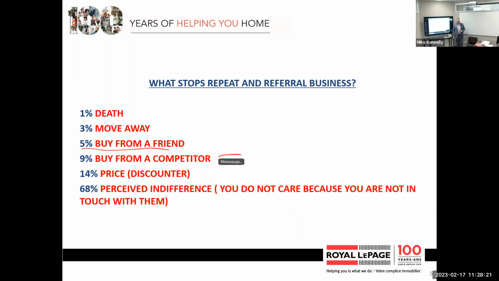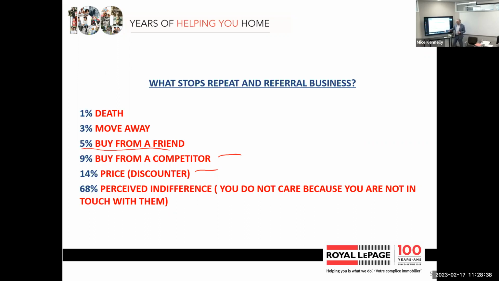9% buy from a competitor. Now, if they were a prior client of yours and they've gone and bought from a competitor, you haven't stayed in contact and touch with them, which you see in the bottom part here. 14% buy from a discounter or a low fee-based model.